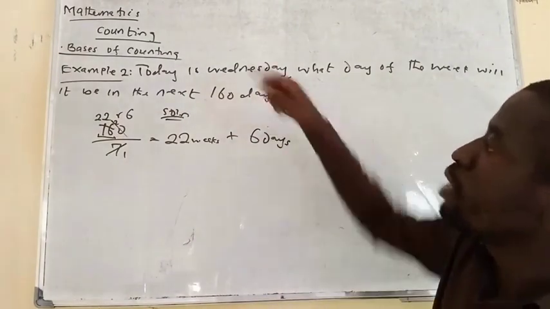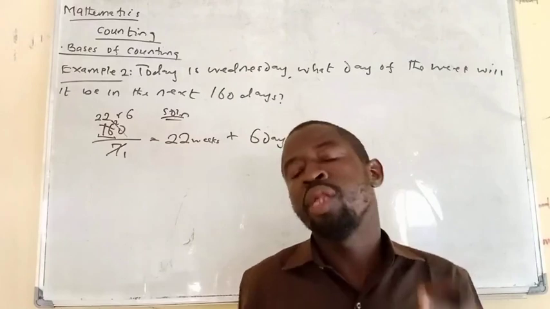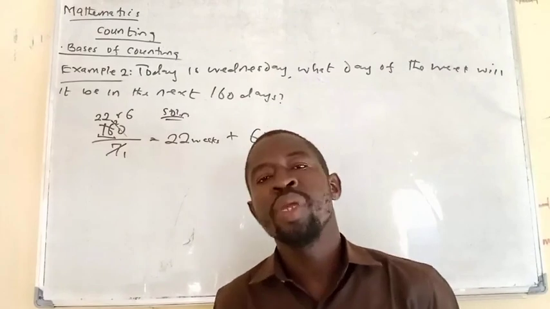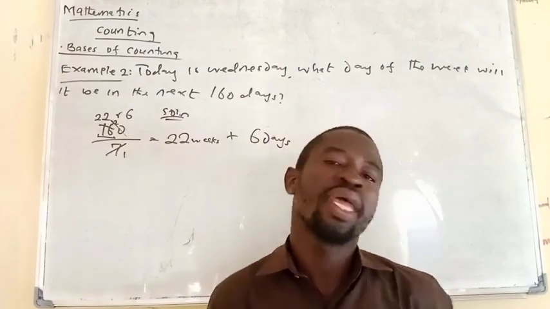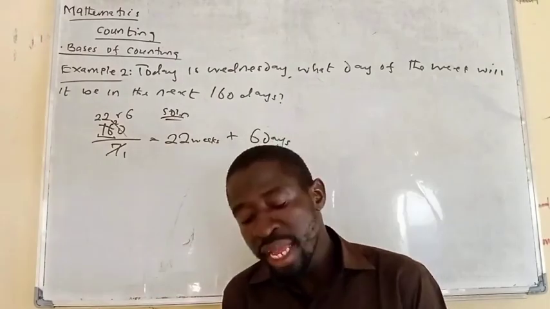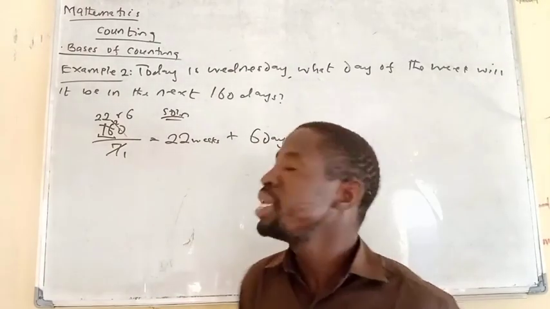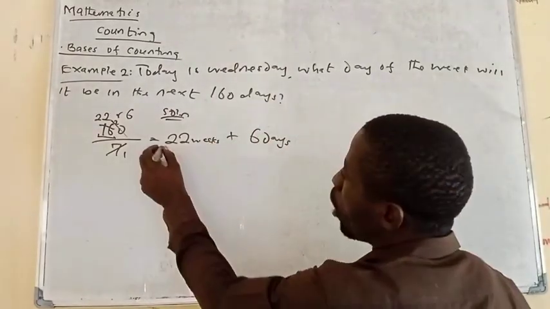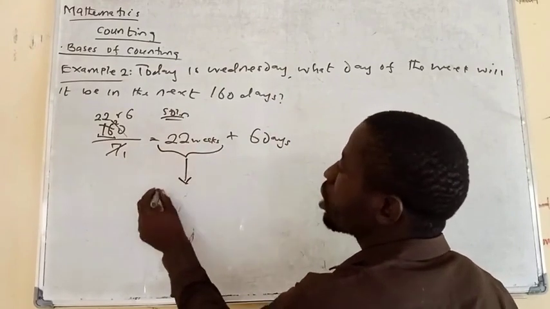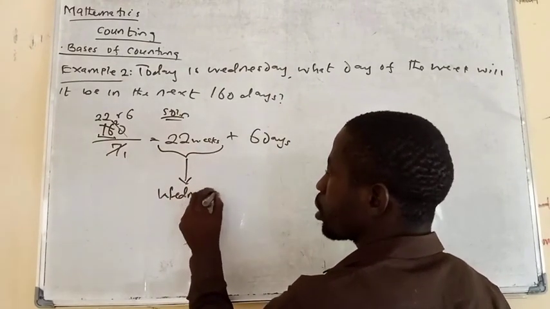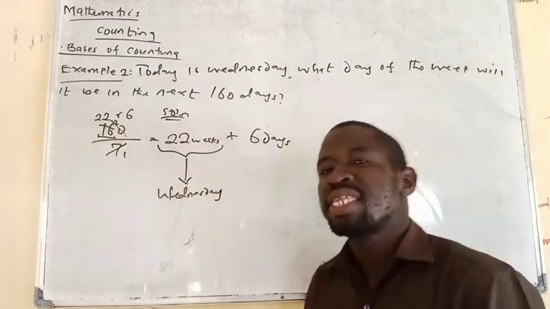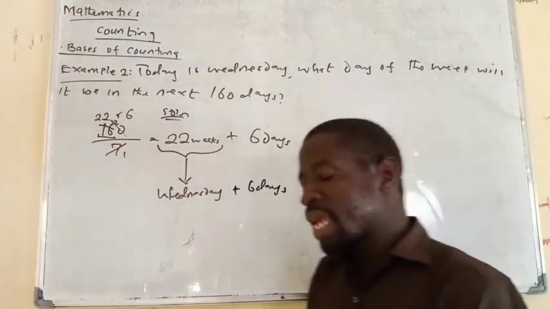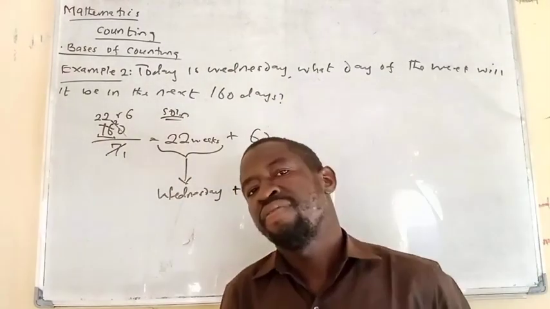Now, if today is Wednesday, after 1 week, it will still fall on Wednesday. After 2 weeks, it will still fall on Wednesday. After 3 weeks, the same thing. After 10 weeks, it will still fall on the same Wednesday. So after 22 weeks, it will still fall on Wednesday. Then Wednesday plus 6 days will give Tuesday.